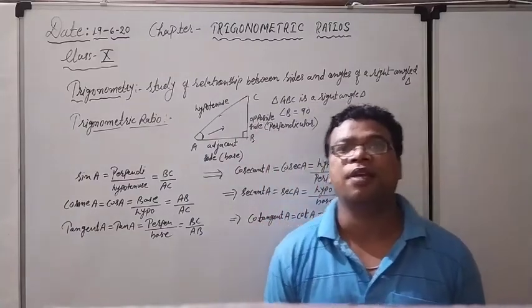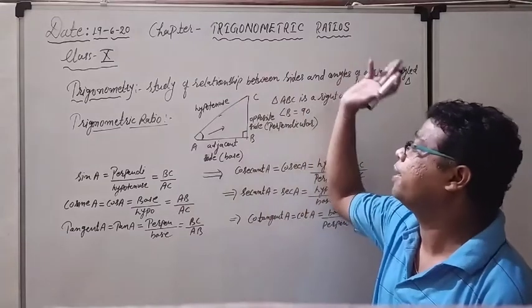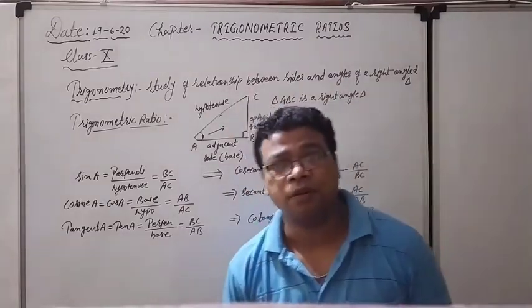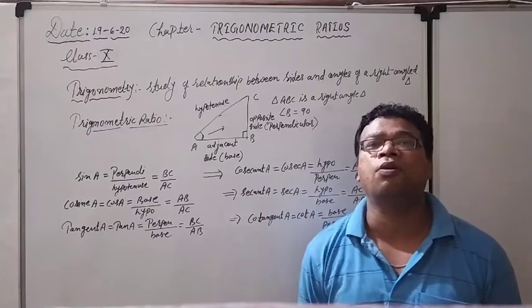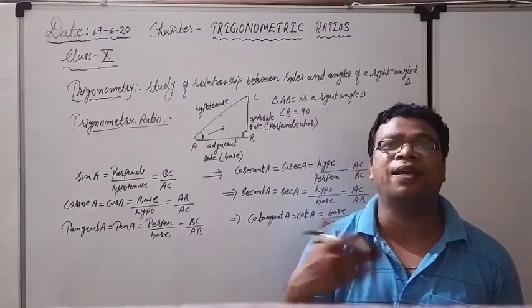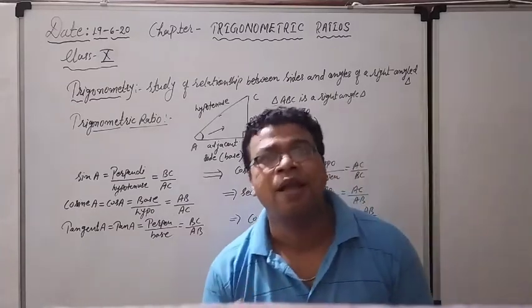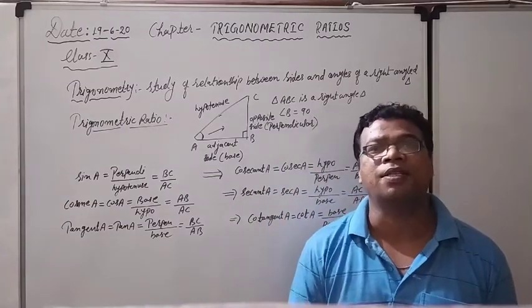And right now, we are going to start our first lesson for the 10th class. What is the name of the chapter? The name of the chapter is trigonometric ratios. This particular chapter is very important, not only for your 10th class, but even for higher class studies, for the 11th, 12th, and in some other higher classes also.